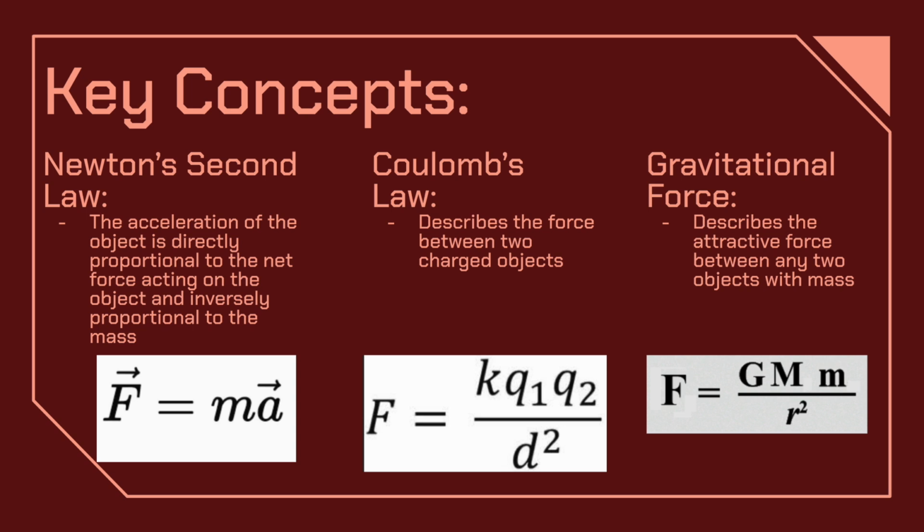Another concept we use is Coulomb's law, which describes the force between two charged objects. The formula is F equals K times Q1 times Q2 all divided by the distance squared. Finally, gravitational force describes the attractive forces between any two objects with mass. The formula is F equals big G, big M times little m all divided by r squared.